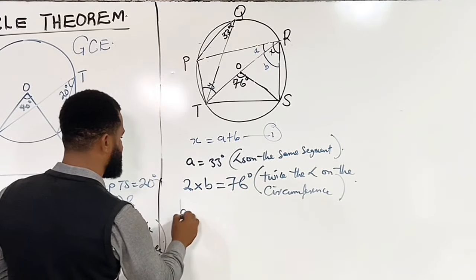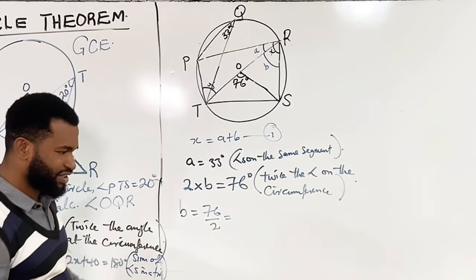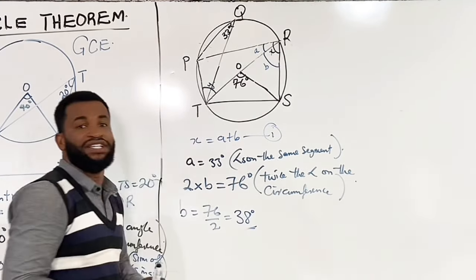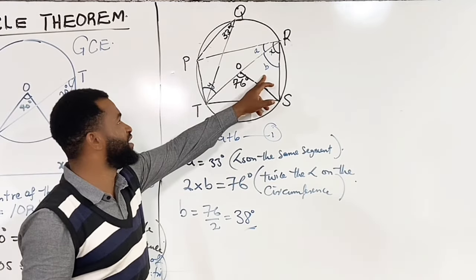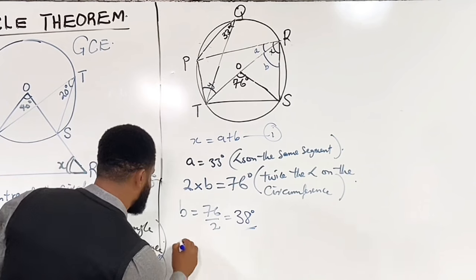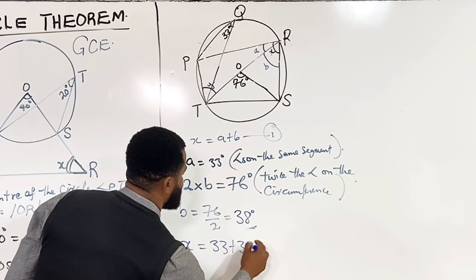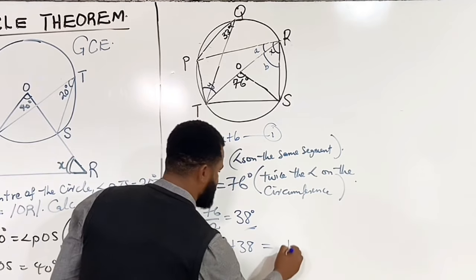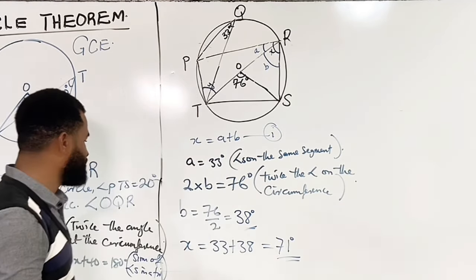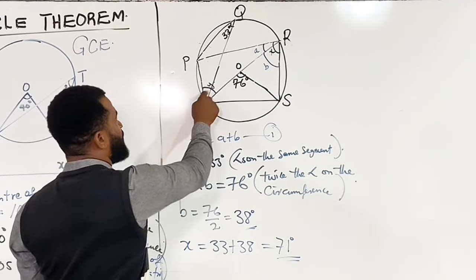All right, so B is going to be 76 divided by 2, which is 38 degrees. So B is 38 degrees and A is 33. Therefore, x is going to be 33 plus 38, which is equal to 71 degrees. So I've gotten my x. Now let me look for my y.